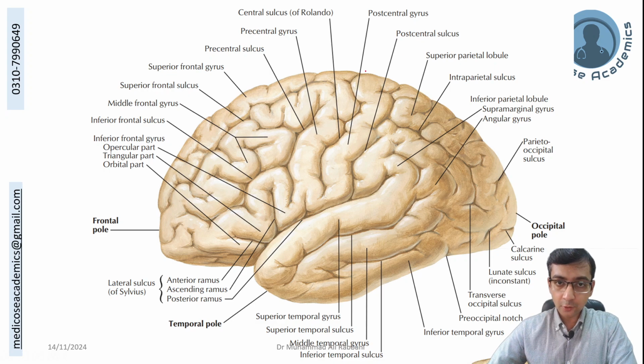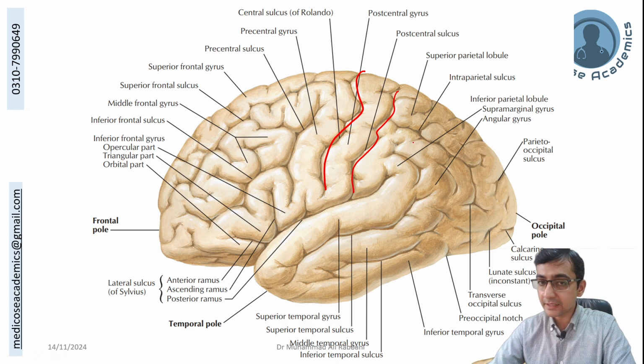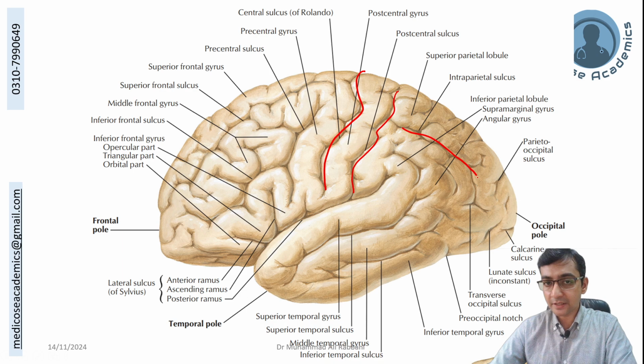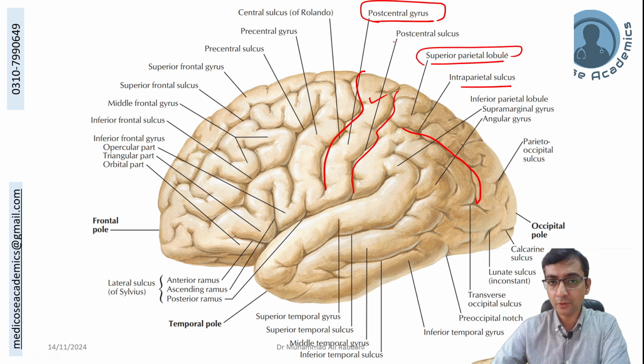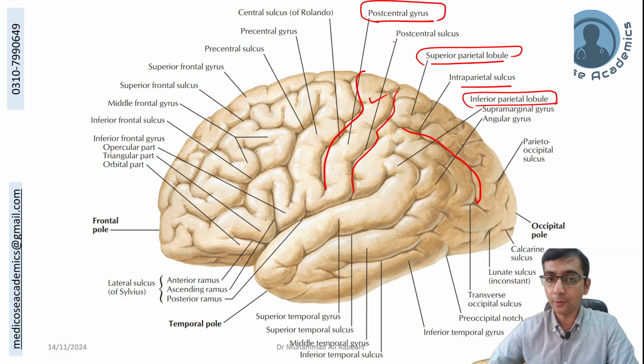Move on to the parietal lobe. We will start again with the central sulcus. This is the central sulcus, and behind it and parallel to it, this is the postcentral sulcus. And one prominent sulcus that is important is the intraparietal sulcus, which is dividing the parietal lobe into three parts. This is the postcentral gyrus. Above the intraparietal sulcus is the superior parietal lobule. Below it is the inferior parietal lobule. That's what you want to differentiate in the parietal lobe.